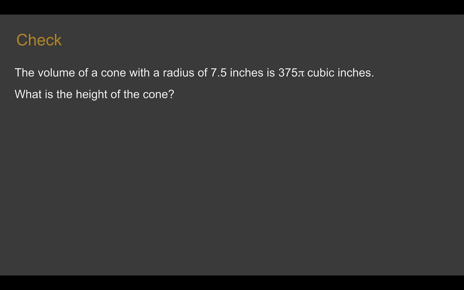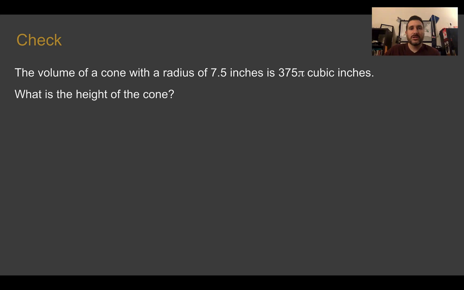Check your understanding, read through the situation, and find the height of the cone. Pause the video now and complete the check. Check your answer. You should have said the height was 20 inches. If we're solving, we want a cone, so 1/3 pi r squared h. We know the volume is 375 pi.